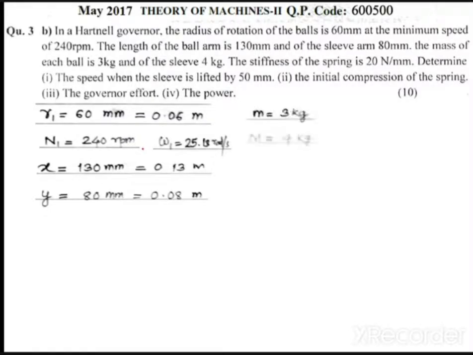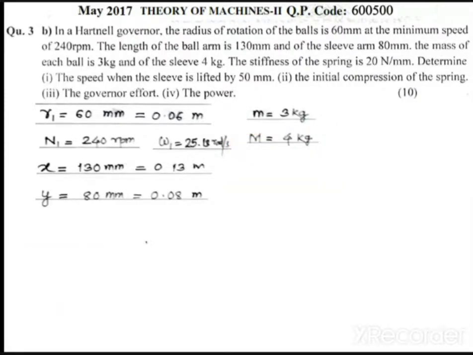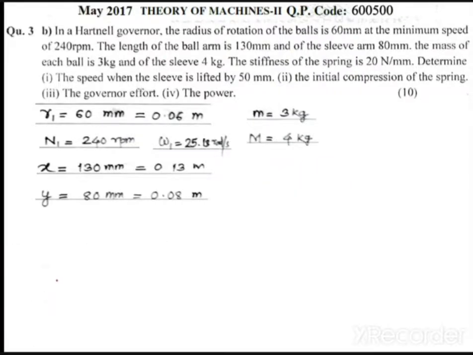See, okay. So M, the mass of each ball is 3 kg, and that of the sleeve. Now see, up till now, whatever problems we have solved, I have taken M is equal to 0, mass of the sleeve, which was not given. But here they have given you M is equal to 4 kg. Now guys, very, very important: you cannot take M is equal to 0. This is very, very important. Is it okay? Clear?